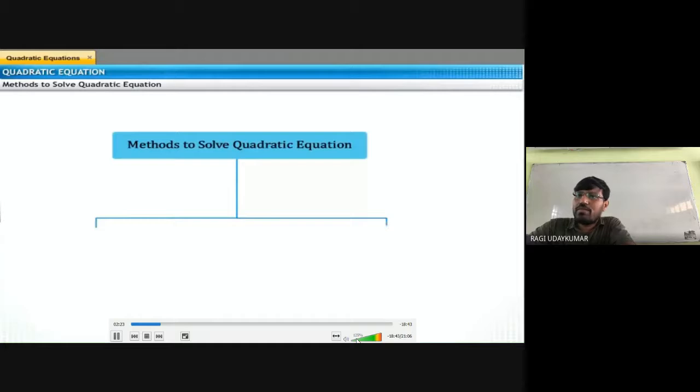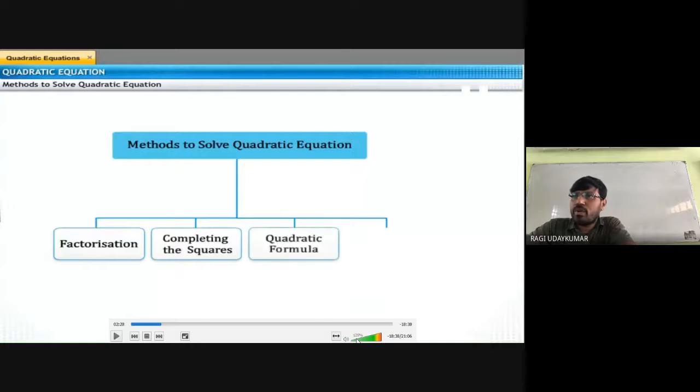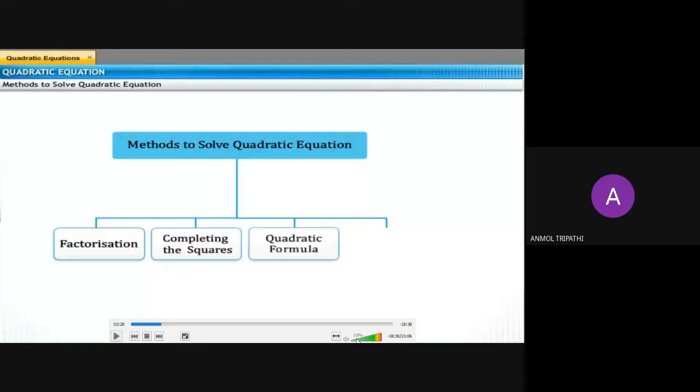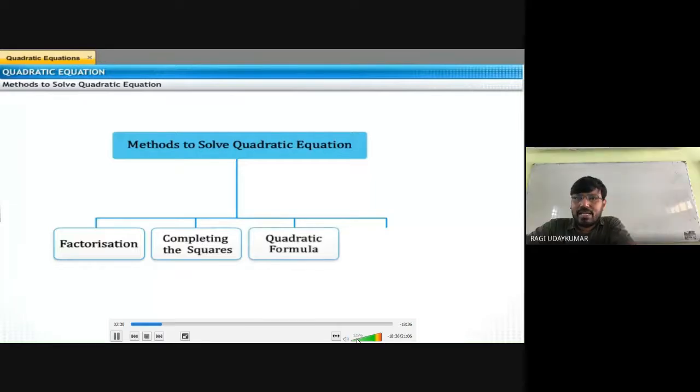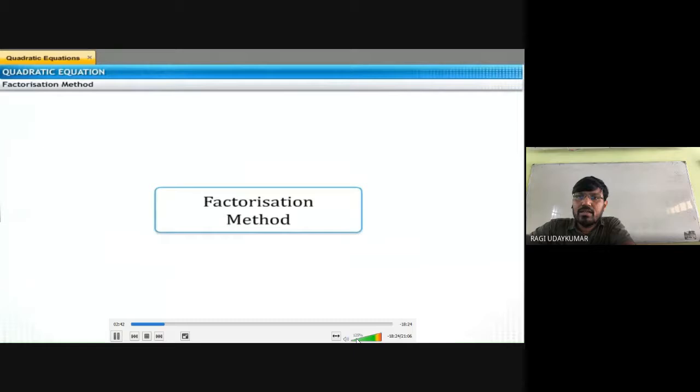Now, methods of solving the quadratic equation: factorization, completing the square method, quadratic formula method, and graphical representation of the quadratic equation. These are the different methods we are going to use here. Is it clear to you, whatever I said, Smriti? Yes, sir.